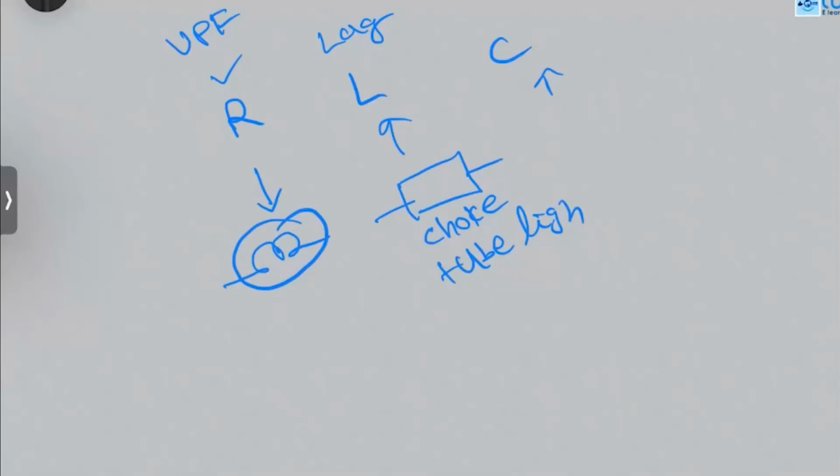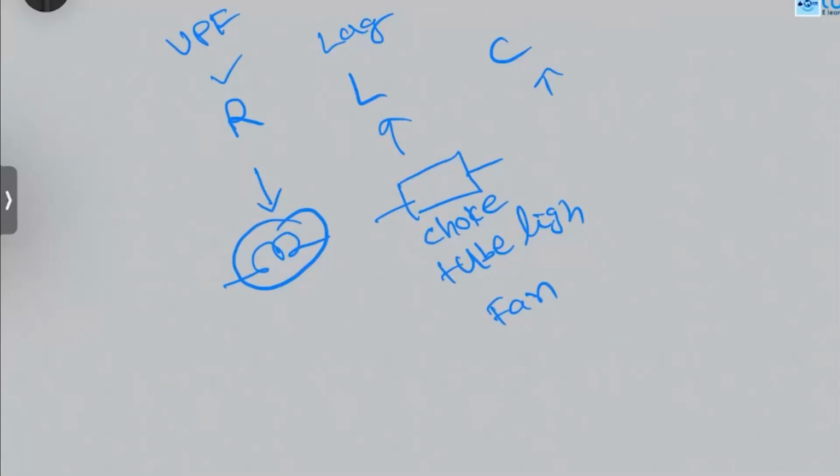What about the fan, sir? The fan is also lagging only, sir. Inside the fan there will be a coil, sir, and magnetic energy conversion is occurring. So in simple terms, just remember, wherever magnetic conversion is happening and wherever electronic circuits are there, that load is always a lagging load, sir.